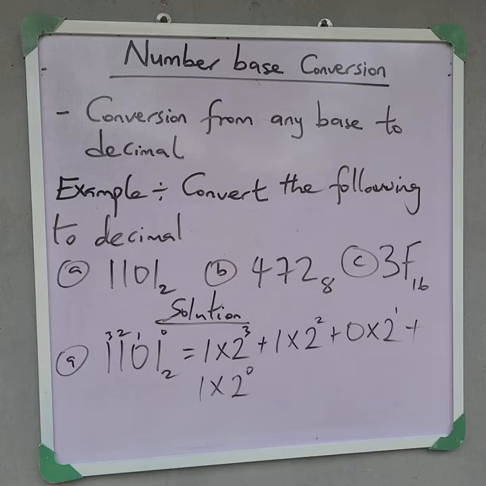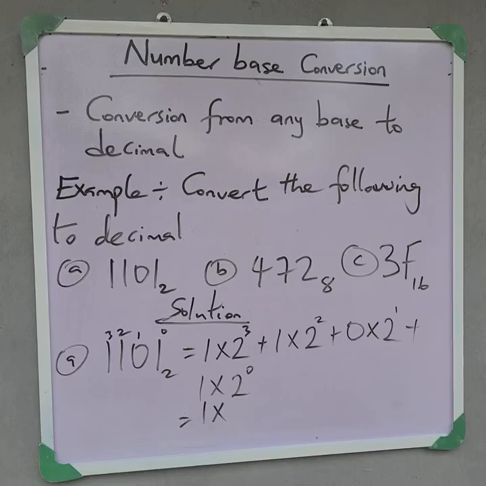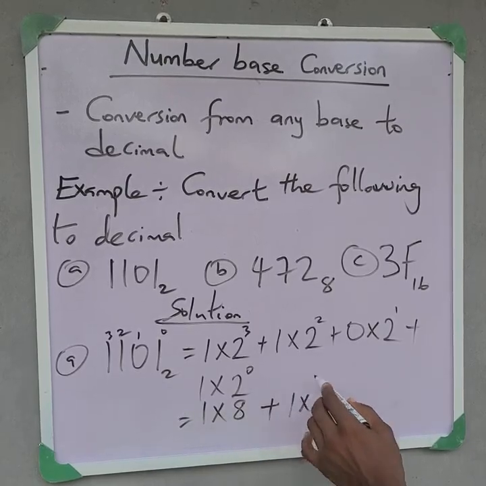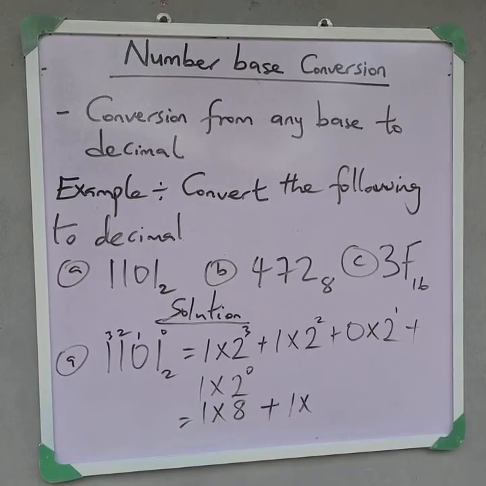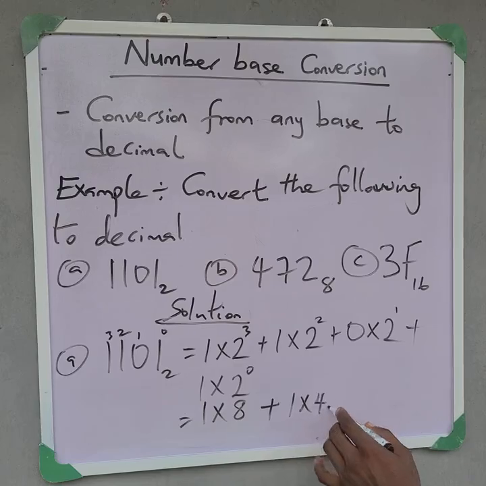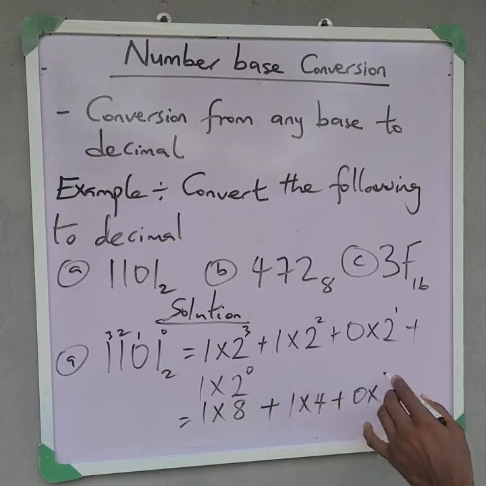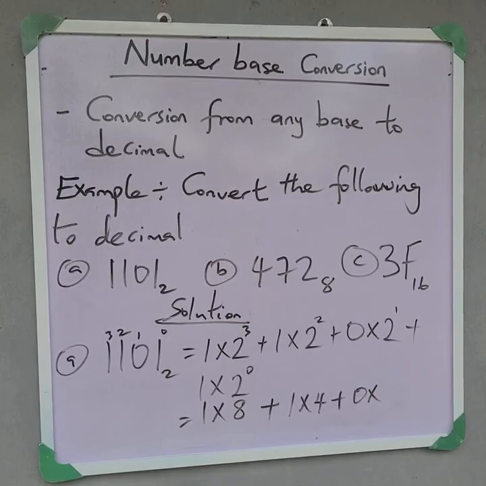After listing it out this way, the next thing to do is to simplify. 1 times 2 raised to power 3 is 2 times 2 times 2, which is 8. Plus 1 times 2 raised to power 2, which is 2 times 2, which is 4. Plus 0 times 2 raised to power 1, and 2 raised to power 1 is just 2. Plus 1 times 2 raised to power 0. Anything raised to power 0 is 1.